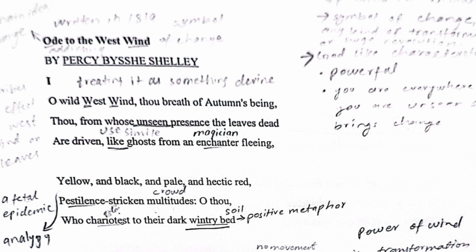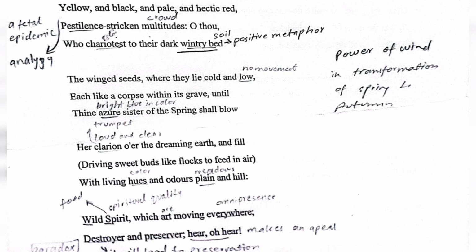Who chariotest to their dark wintry bed the winged seeds, where they lie cold and low, each like a corpse within its grave. So he further describes the wintry bed. Until thine azure sister of the Spring shall blow. Azure is blue color, okay, which is associated with spring. He says that they will all be sleeping, all the seeds and leaves shed by the trees, in their grave soil until the spring. She will blow her trumpet again. It will be the signal of the beginning of a new cycle.